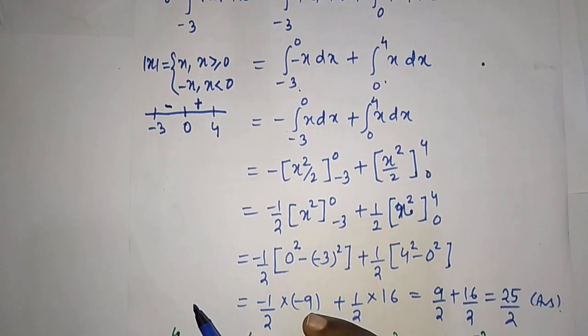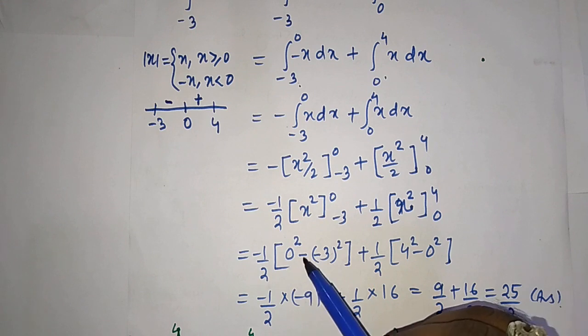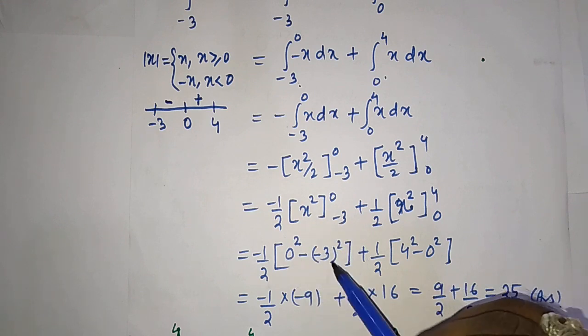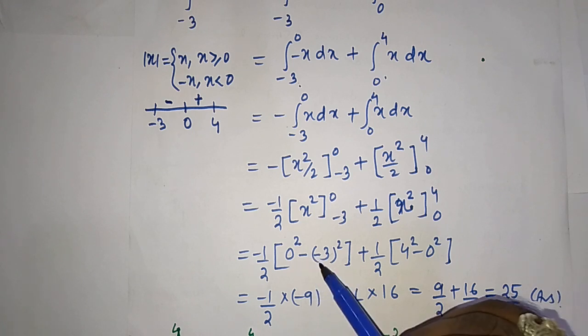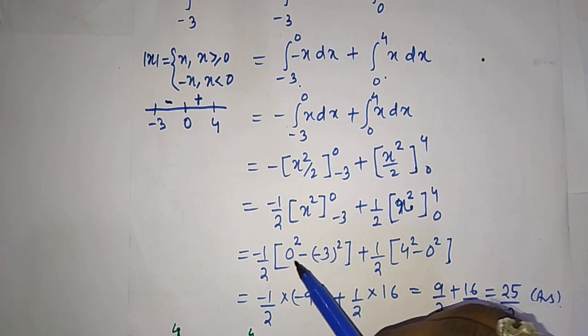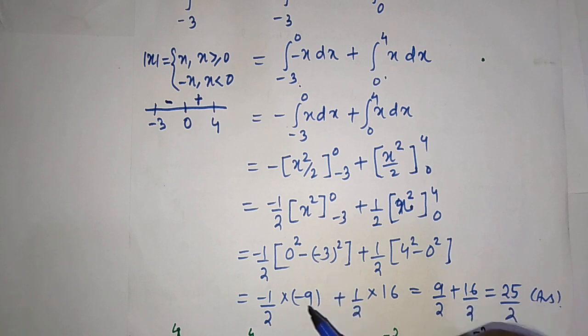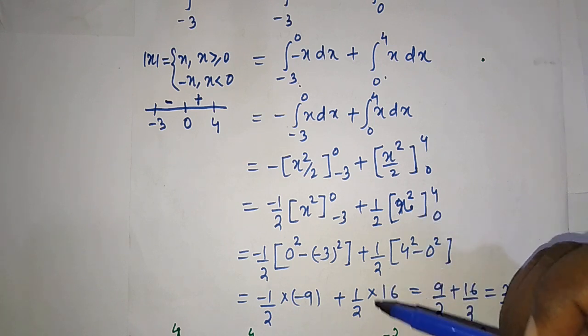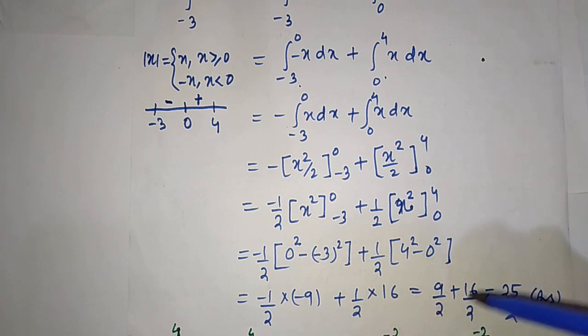First here put 0, then put -3: you will get 0 square minus (-3) whole square, which is 9, so 0 minus 9, so the answer is -9. Then minus 1 by 2 into -9 is 9 by 2. And here 4 square minus 0 square, 16 minus 0, so 16. So 1 by 2 into 16 equals 16 by 2. Now adding these two, 9 by 2 plus 16 by 2 is equal to 25 by 2.